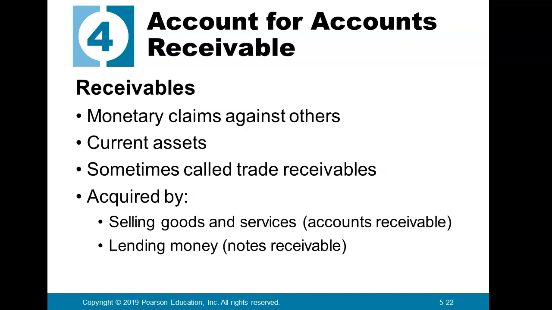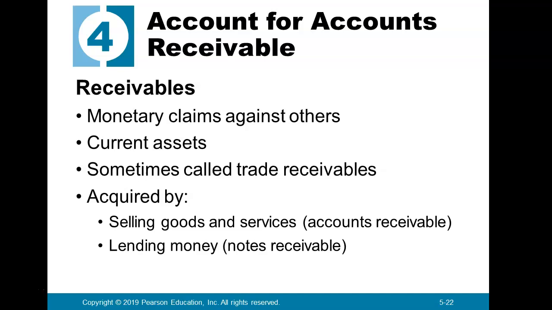So how do we deal with receivables? Well, for one thing, what is a receivable? A receivable is going to be some kind of claim against somebody else. You have an expectation of some kind of asset or benefit from somebody else as a result of what you've already done for them. It is current, which means it's due to you within 60 days, but most often due within 1 year. It's going to be a current asset on your books.